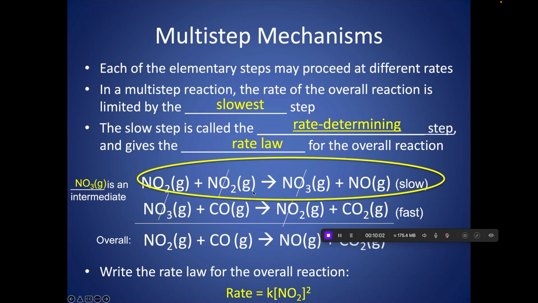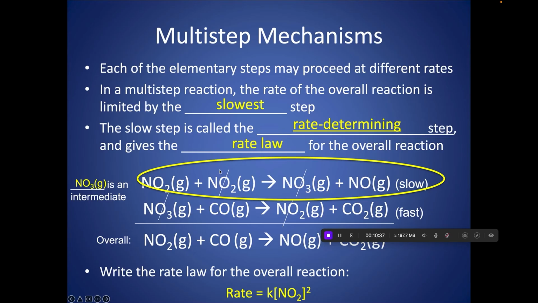So for this one, here's my slow step. It happens all in one step, so I can just take the coefficients and turn them into orders. So my rate equals k, there's 2 NO2, so NO2 squared. Yes, one of the NO2s canceled to get to the overall, but in this first step that is slow, I still have 2 NO2s, so that's what should appear in my rate law. So notice my rate law does not match my overall reaction, because that's not what's happening all in one step. It's matching my slow step.